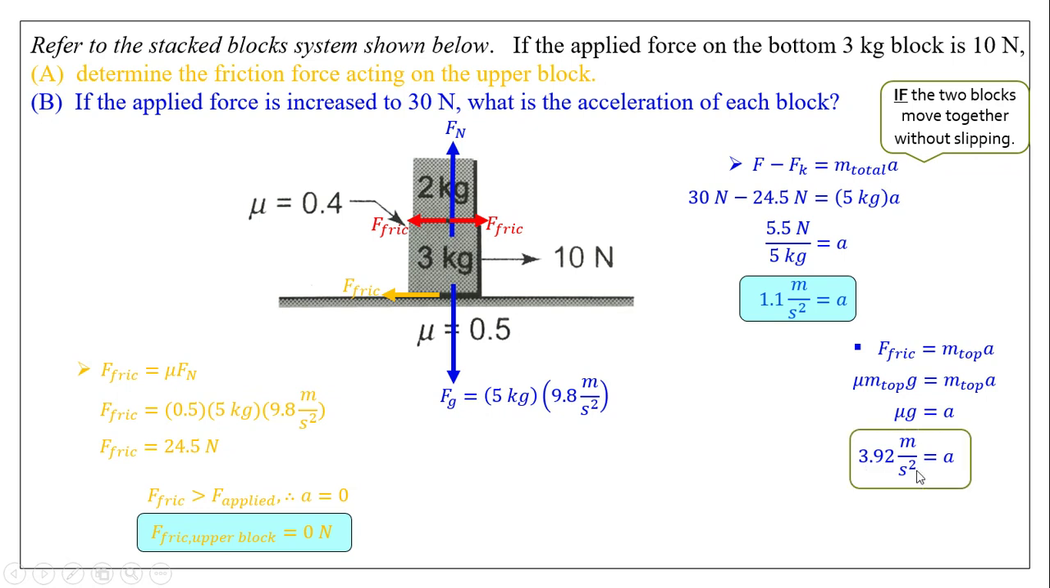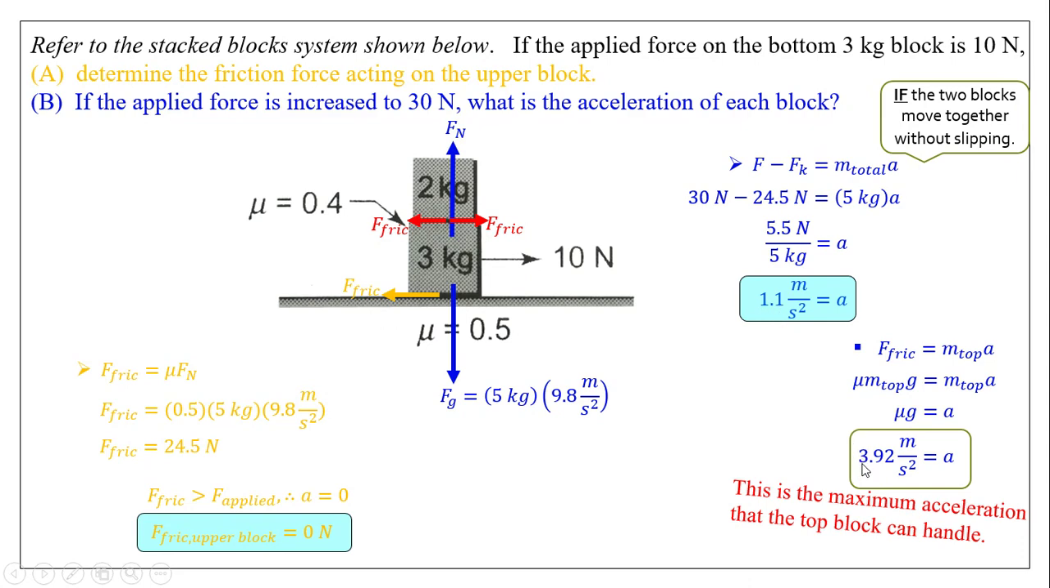However, this acceleration here is what the top block can handle. It's important that as you find these values, you understand what this means. 3.92 is the maximum acceleration that the top block can handle based on the coefficient of friction given here. Therefore, I made the statement: this is the maximum acceleration that the top block can handle. It can handle up to 3.92. However, the acceleration of the system is only 1.1.